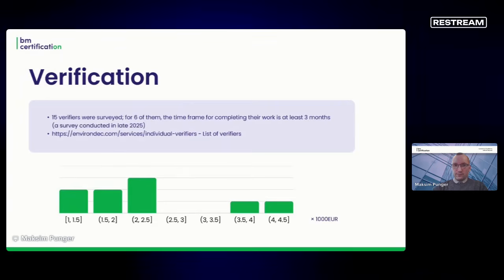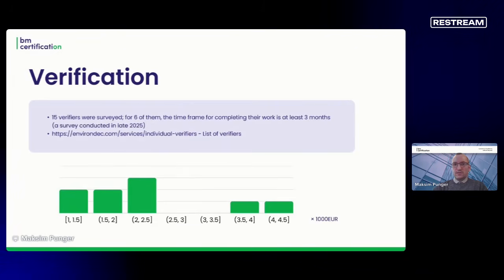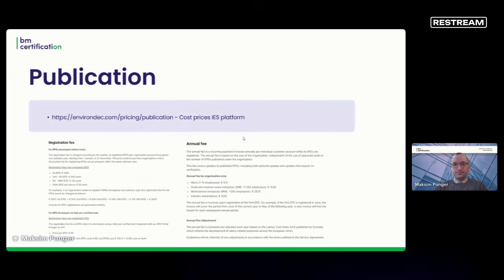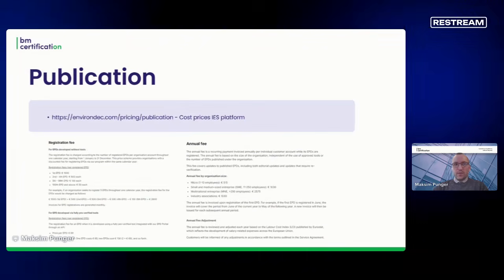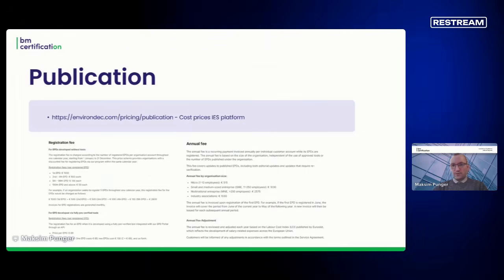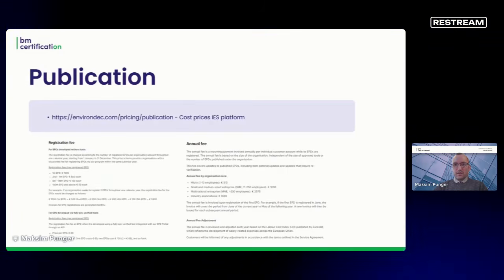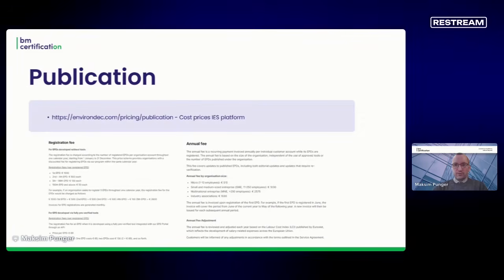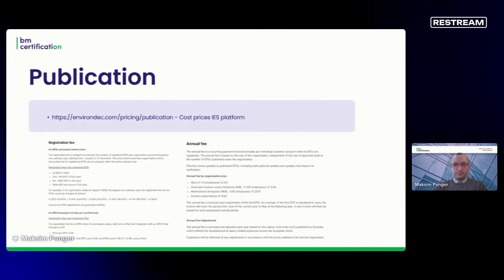So after verification, the EPD shall be published. Each platform charges its own fee for publishing the EPD and for keeping it on the platform. So this is an example of the cost price of the platform.